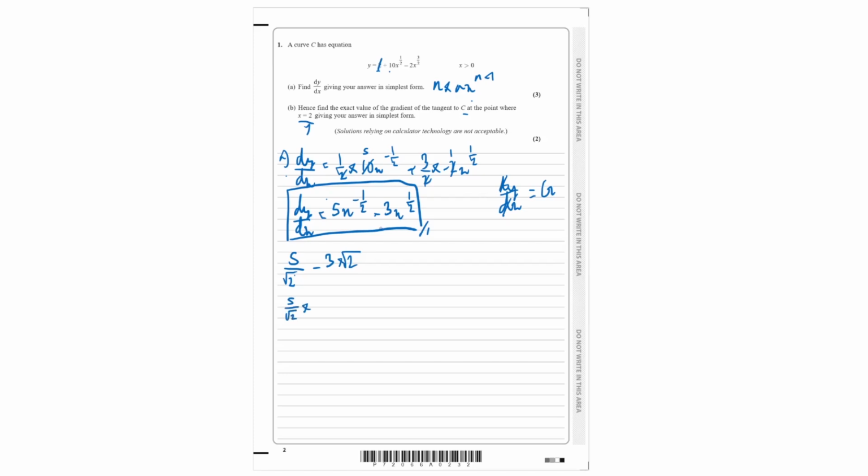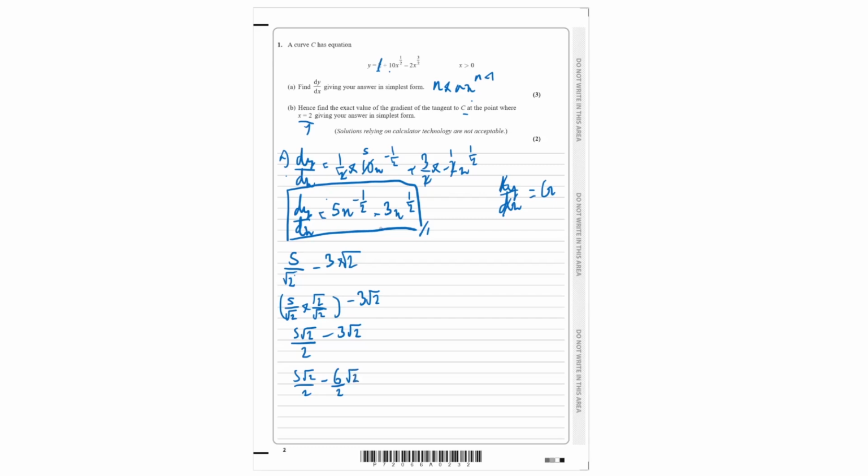5 over root 2 times root 2 over root 2 minus 3 root 2. The reason we're multiplying it by root 2 over root 2 is because it simply equals to 1. We rewrite the equation, but it still maintains its value. So 5 times root 2 is 5 root 2, and root 2 times root 2 is just 2, minus 3 root 2. Now we can actually change this to 5 root 2 over 2 minus 3 times 2 is 6 divided by 2. So 6 divided by 2 is still equal to 3 root 2.